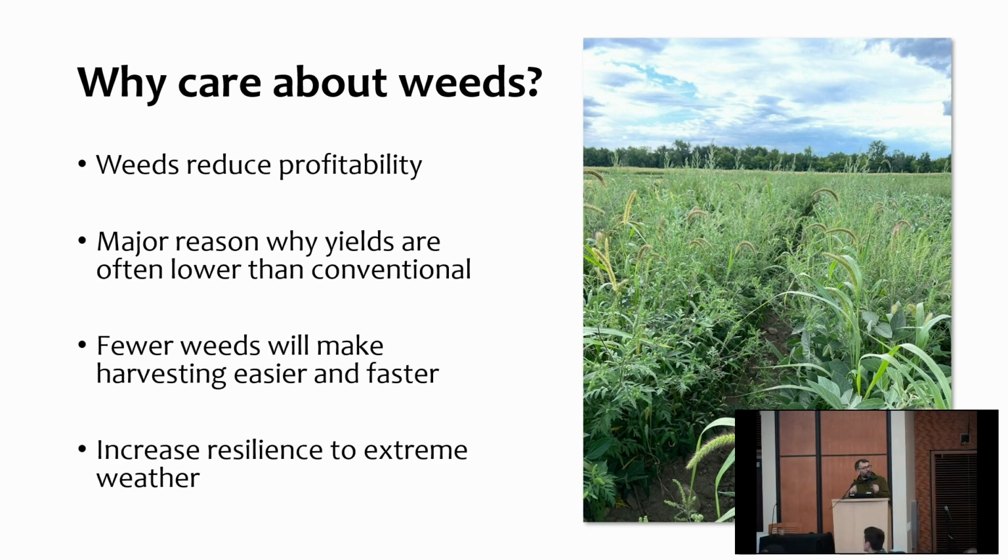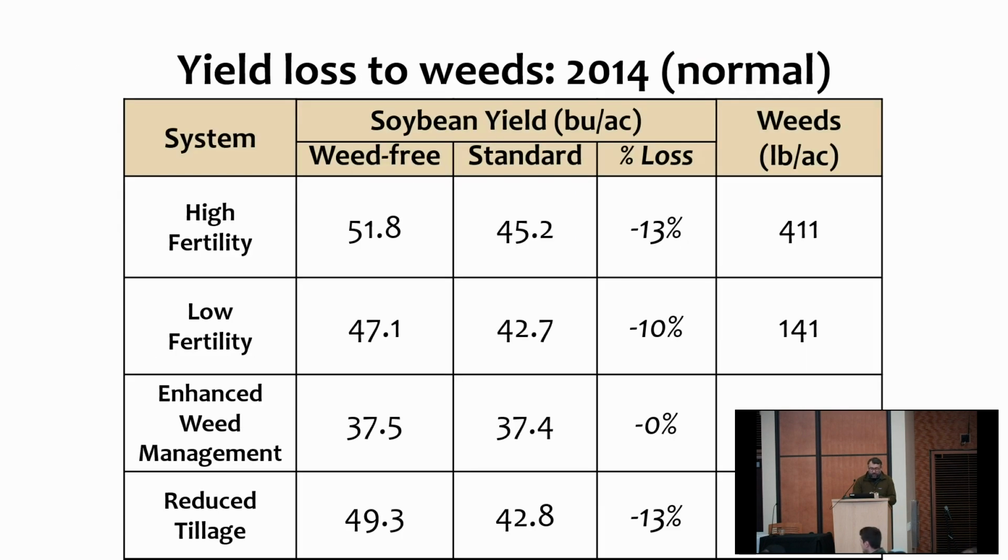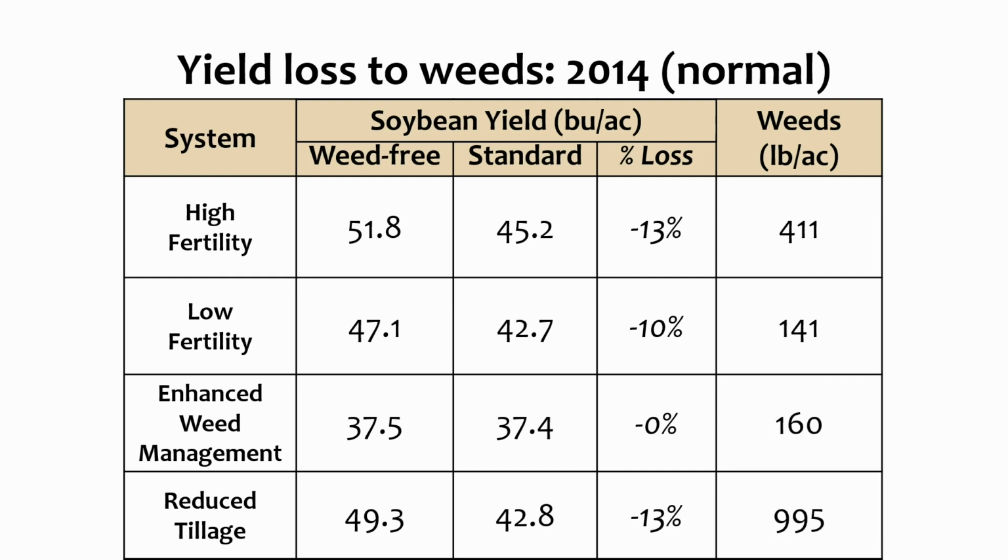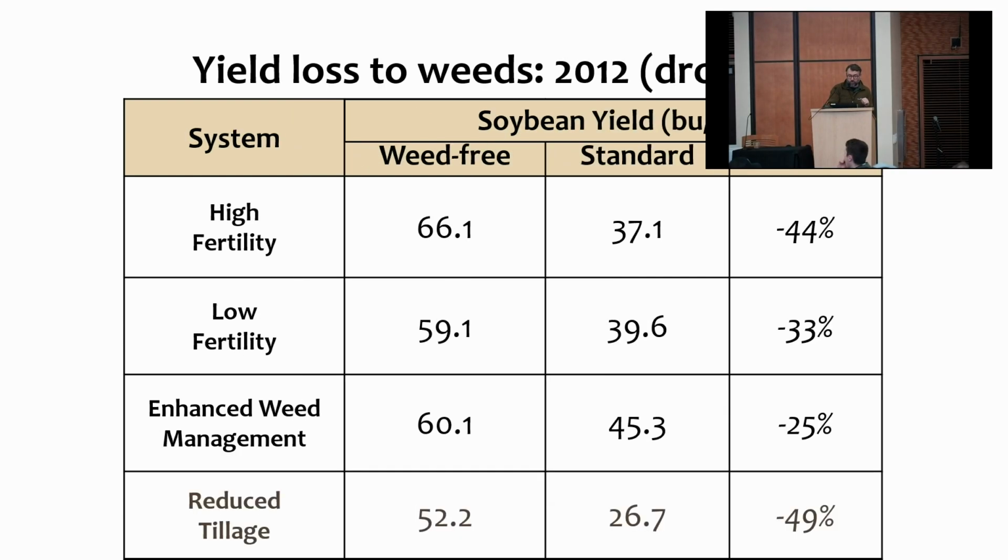That last one may not sound familiar to you, but in my work we see these problems. This is an example of yield loss in a normal year. This is part of our long-term cropping systems experiment at Cornell University, and we have 4 different systems: a high fertility system, a low fertility system, an enhanced weed management system, and a reduced tillage system. This reduced tillage system, by the way, was not the rolled-crimped system this year, but more of a chisel plow system. Under normal conditions, we're seeing 5 bushel per acre yield loss, ranging from 0 up to 13% yield loss. When we talk about resilience to extreme weather, when we had a drought back in 2012, this is where we saw a major yield loss. When it's dry, weeds can really suck up the moisture and reduce your yields. So that's what I mean about building resilience to extreme weather.